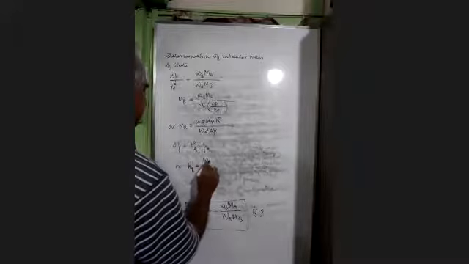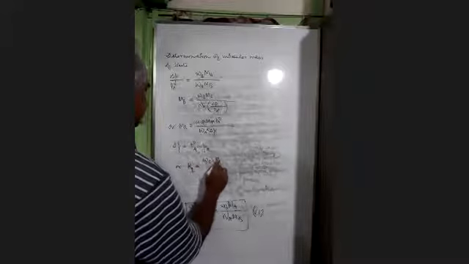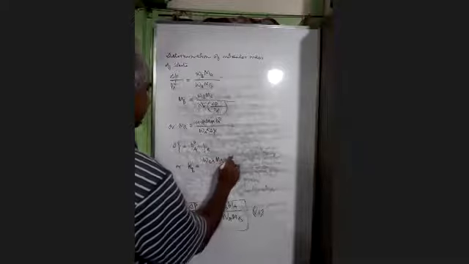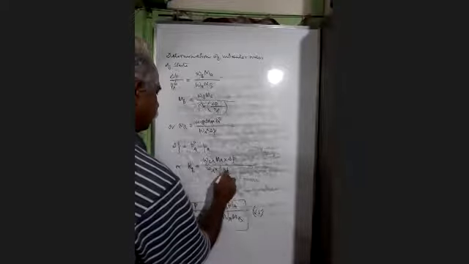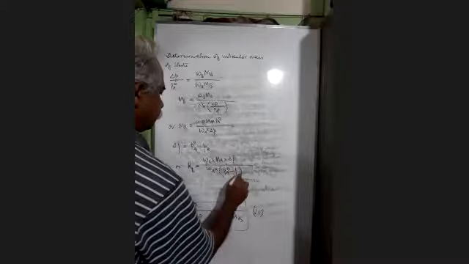Now what is delta P? Delta P is PA0 minus PA. I can write one step further. MB is equal to WB into MA into PA0 divided by WA into PA0 minus PA. PA is the vapor pressure of the solution, PA0 the vapor pressure of the pure solvent.